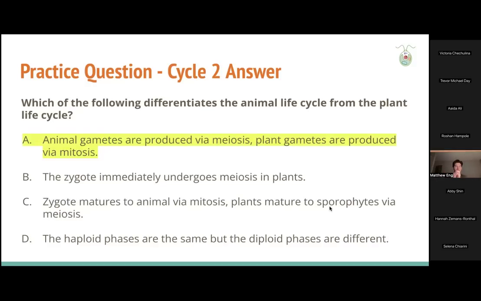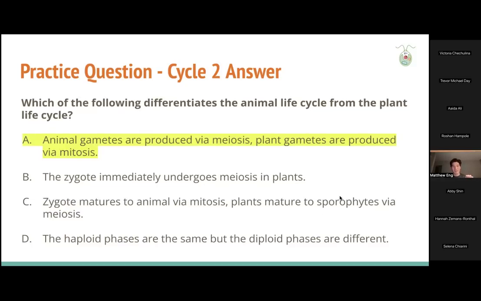And so that gametophyte's just going to split off into these different gametes, and then those are going to be fertilized by each other. So plant gametes are made by mitosis, animal gametes are made by meiosis. For these other ones, answer B, the zygote immediately undergoes meiosis in plants. No, this one's incorrect.